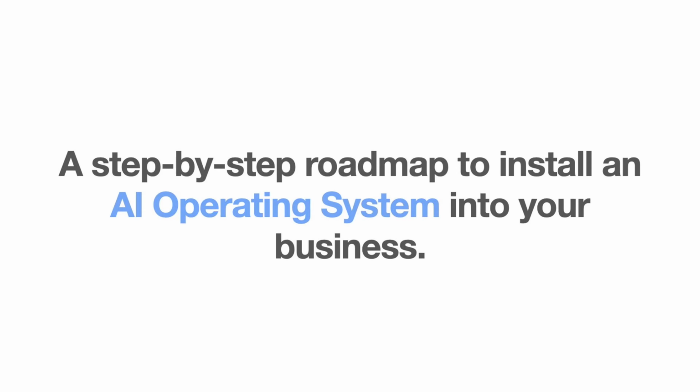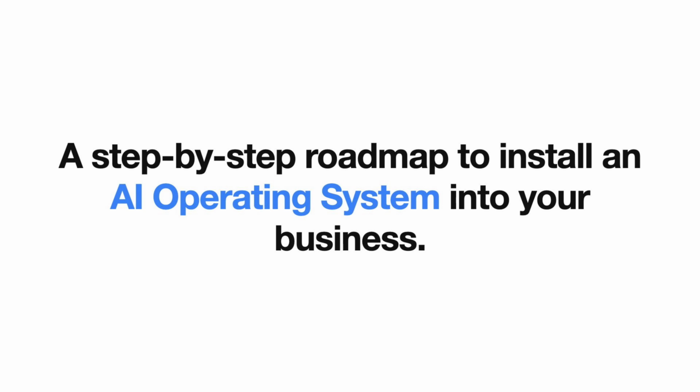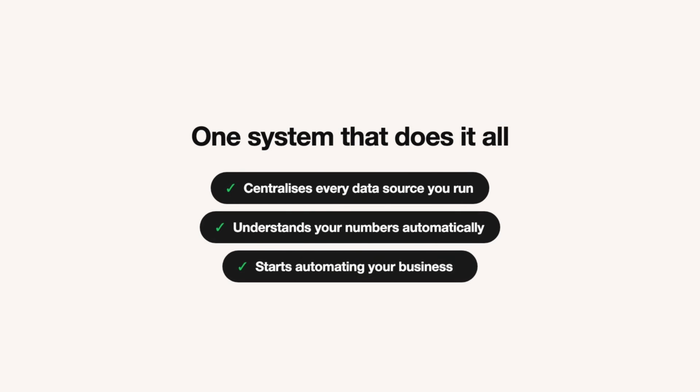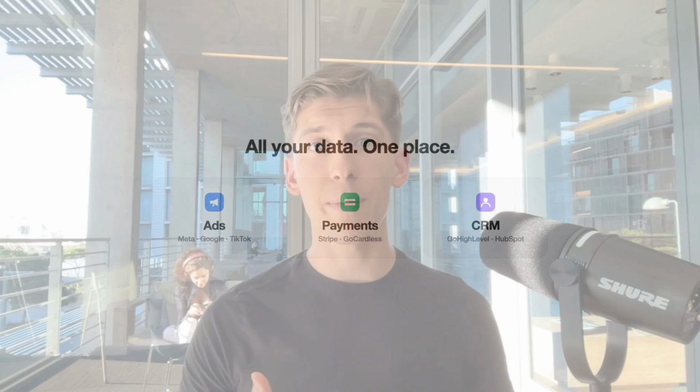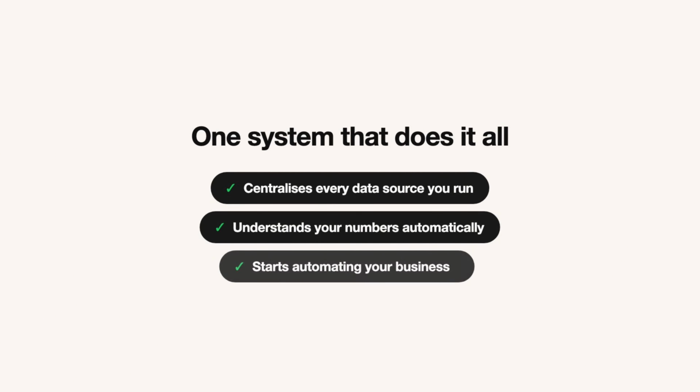In this series, I'm going to give you a step-by-step roadmap to install an AI operating system into your own business. So we're talking about a system that centralizes every data source that you run: your ads, your payment processor, your CRM. It pulls the data, understands it, and starts automating your business on your behalf.